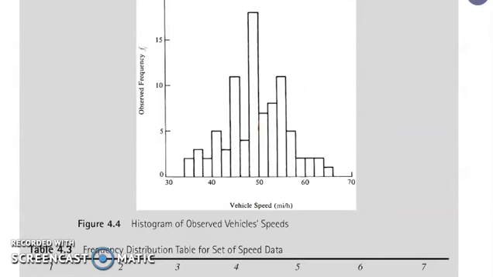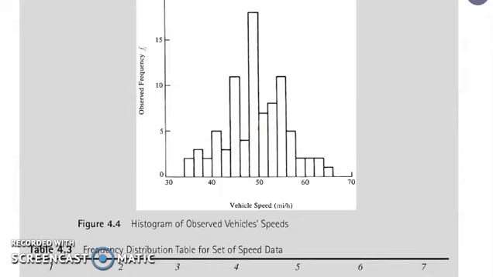And for our mode or modal speed, that can be obtained through our histogram. From the histogram, it can be observed that the mode or modal speed is actually 49. This is the modal speed. It has the greatest number of observations, which is equal to 49 miles per hour. So that is the value for our modal speed.